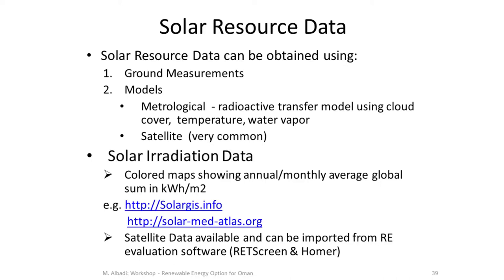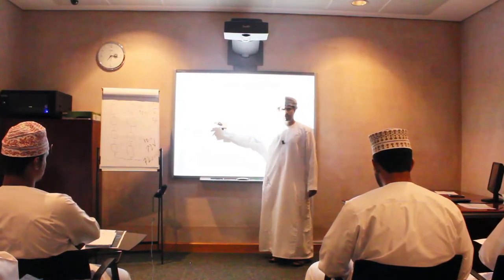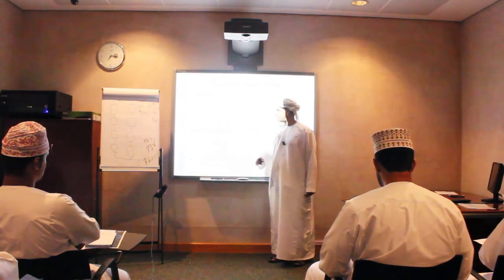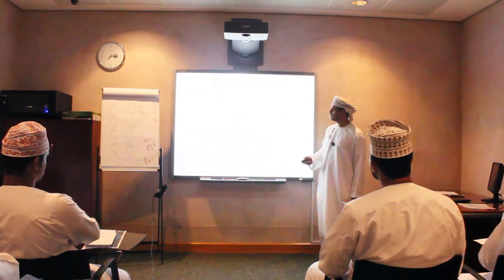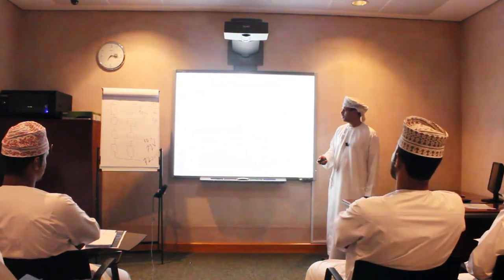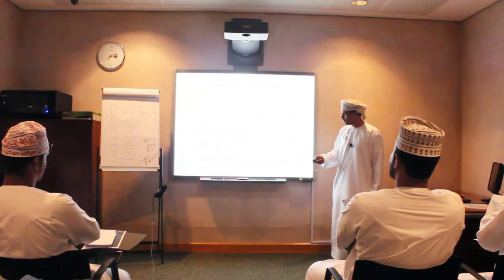It's not always that you have ground measurements. If you are lucky to have ground measurements, fine, but in most cases you need to rely on models. Satellites, meteorological models, satellite models. The very common one is the satellite, NASA. If you look at sizing software, you will see PV system information, solar radiation information based on NASA measurements, or NASA, let's say, models.